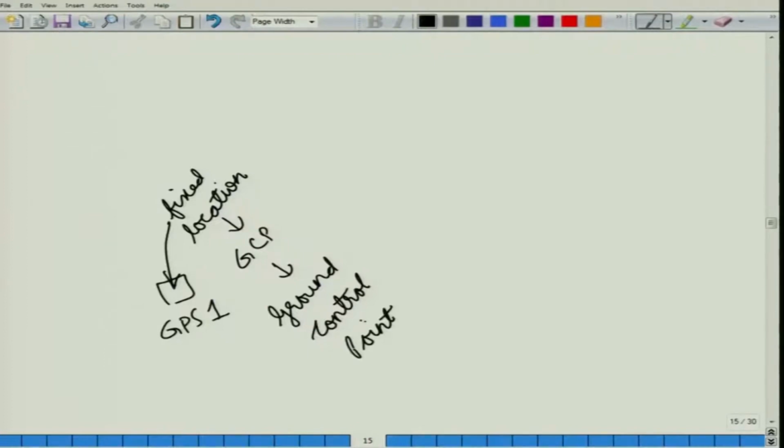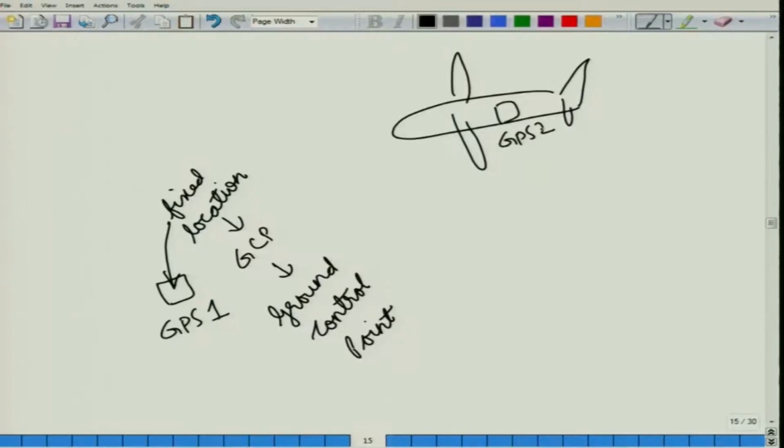Now, we exactly know the position of this device. On our aeroplane, we would keep the second GPS. So, we have GPS 2, and whenever we are taking the readings, we are taking the readings from GPS 1 as well as GPS 2 at all times.